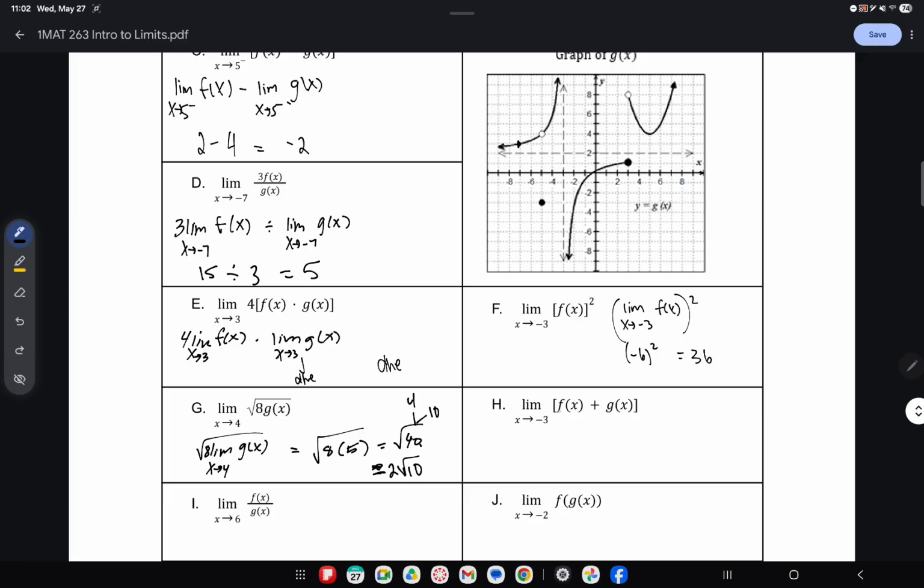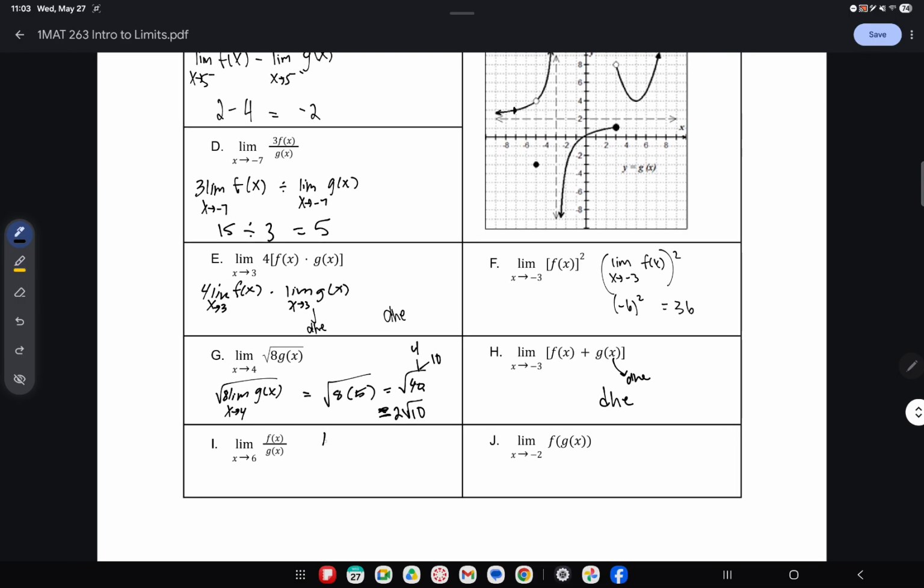Okay. The limit as x approaches negative 3. All right, negative 3 here on g of x doesn't exist, right? We've got two things going different directions. So the whole thing won't exist.